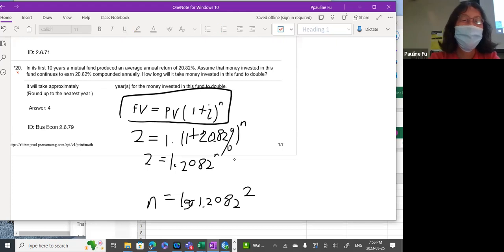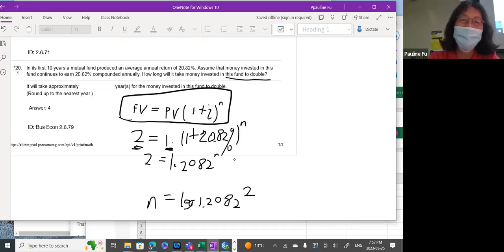In the first 10 years, a mutual fund produced an average annual return of 20.82%. Assume money invested in this fund continues to earn 20.82% compounded annually. How long will it take for money in this fund to double? When you solve this kind of problem, you assume the original money is $1. When you double $1, it becomes $2, right? So your present value is $1, future value is $2.